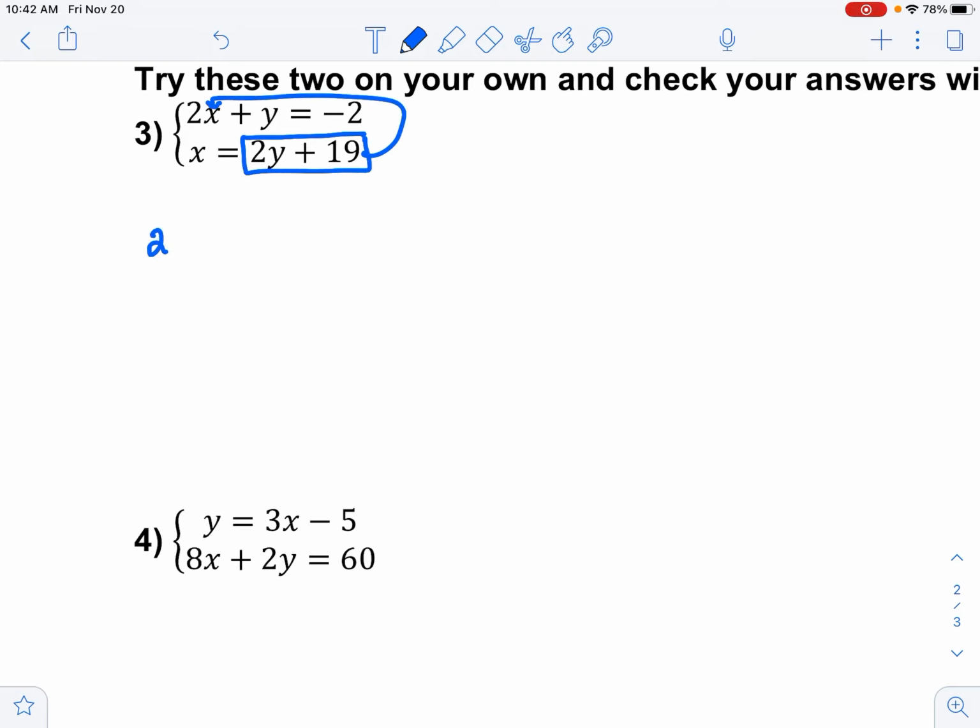All right, the second equation solves for x, so this is what x is equal to, so I can replace the x with that. So I have 2 times 2y plus 19 plus y equals negative 2.